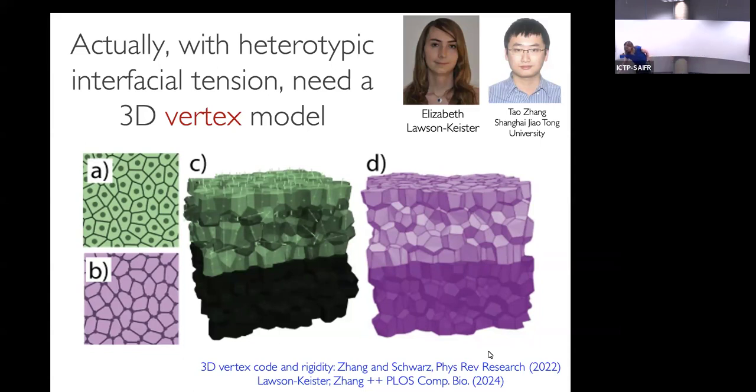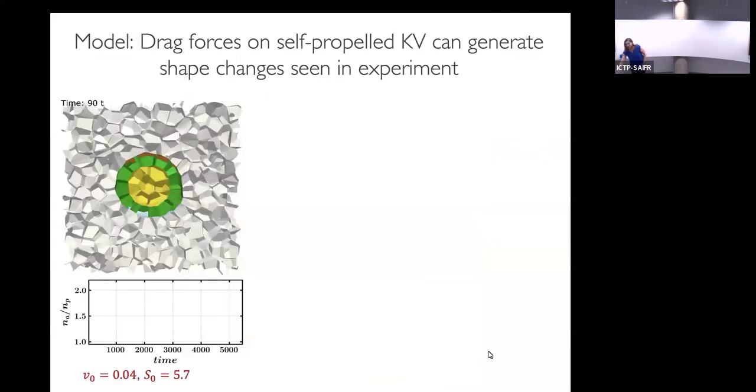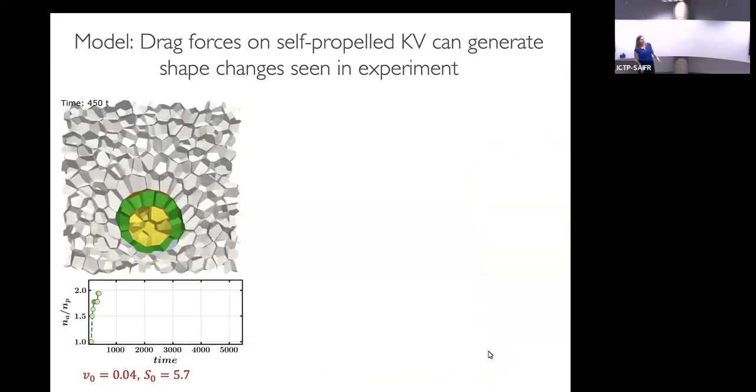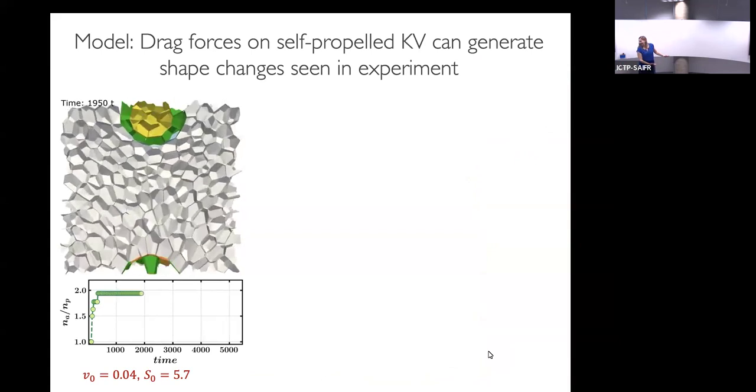But luckily Raj is awesome and created a 3D vertex model with the Kupffer's vesicle and the lumen inside of it. And you can simulate this with a whole 3D tissue and, you know, using our computer cluster basically at scale. Okay, so then here's the moment of truth. If you drag this organ through the tissue using some realistic parameters, does it do the right thing? And the answer is, of course, I'm telling you about it. So yes, it does. It does exactly the right thing.